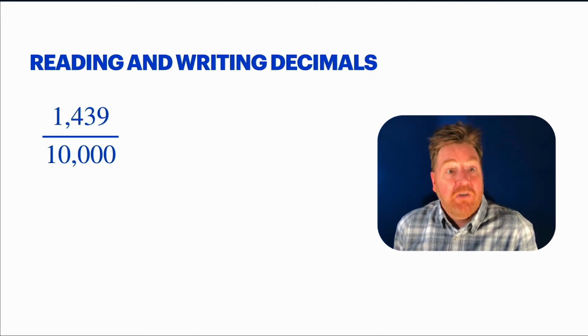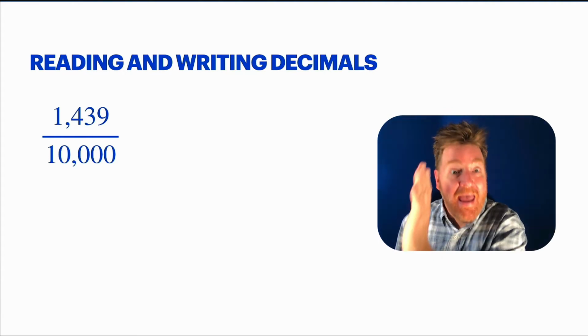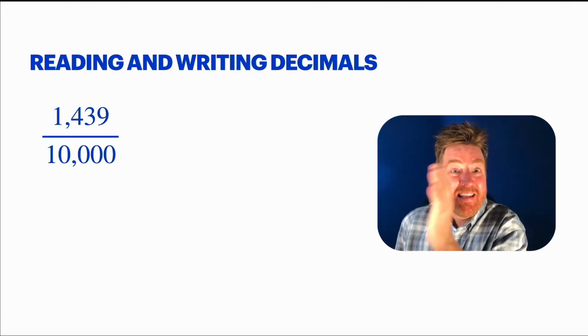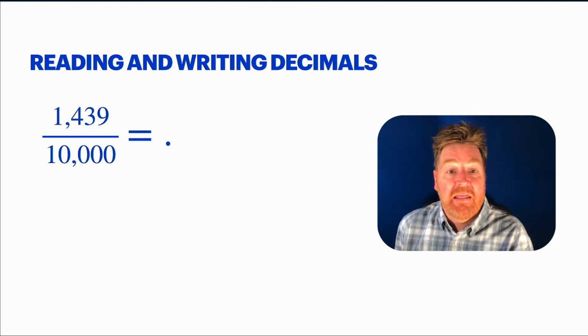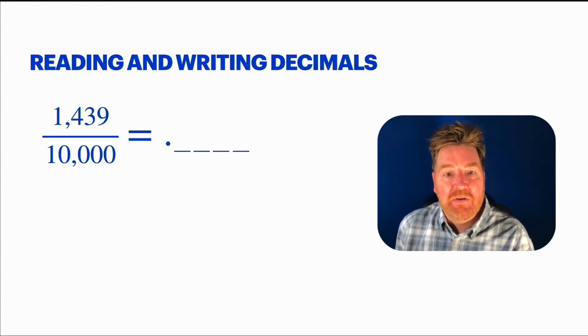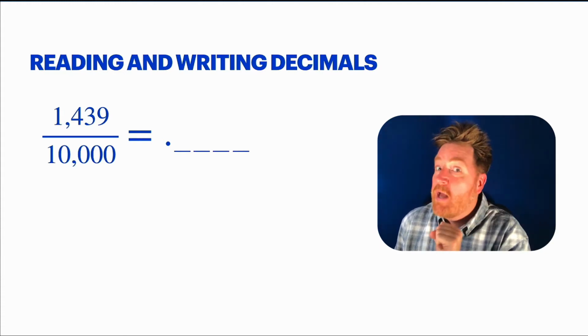Got a fraction here. 1,439 10,000ths. Well, all right, our denominator is 10,000. So that means in the decimal form, our last digit should be in the 10,000th place. All right, well, let's see if we can do that. Tenths, hundredths, thousandths, 10,000ths. There it is. All right, so our decimal number, that's where it has to end.